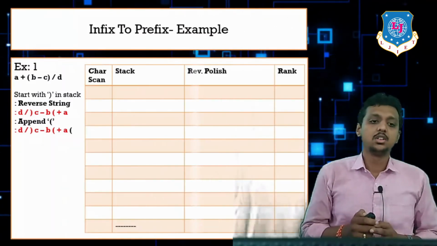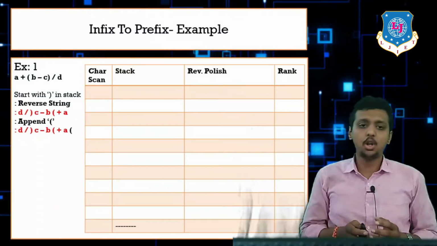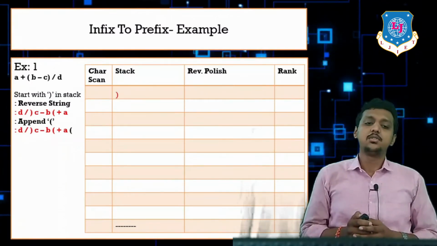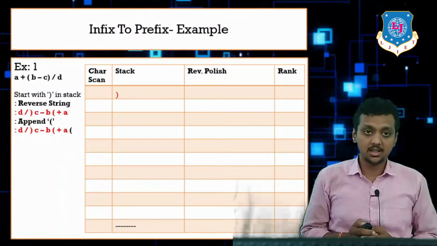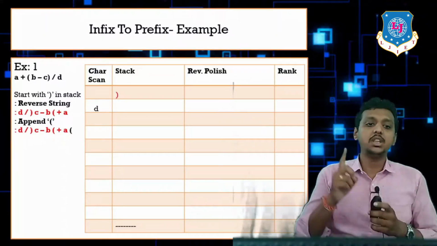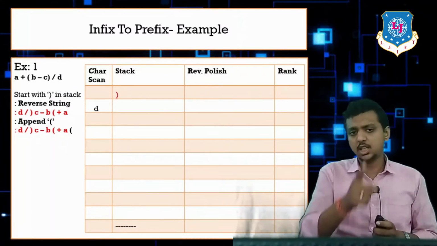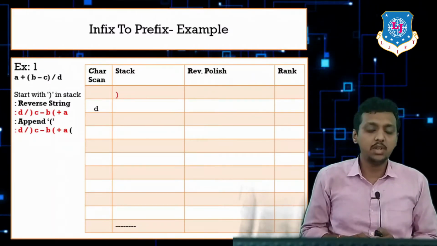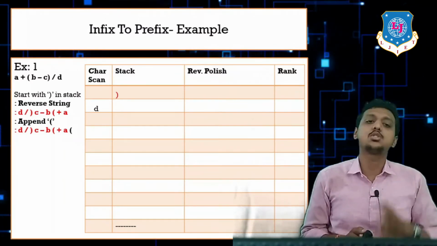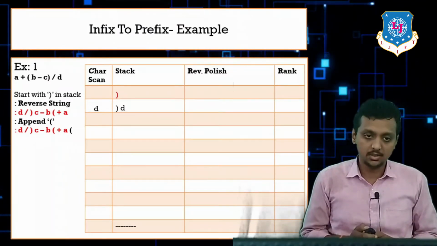Fine. Now let's make a table. Character scan, stack, the reverse polish, and the rank, all four columns are as they are. Then first the closing one inside the stack. Now we have d. Students, compare the precedence of d with the closing bracket inside the stack. What do we have? Always remember, whenever you get characters, they always have a greater precedence. So we just need to push inside the stack. So here we have closing and d.